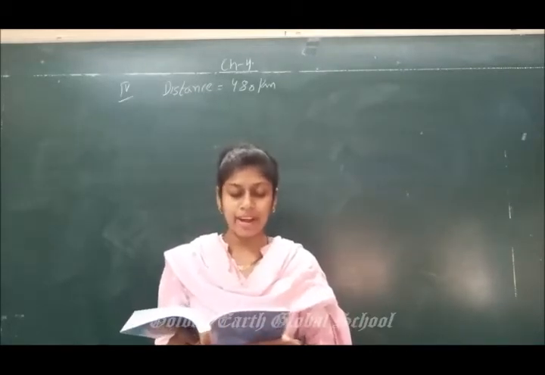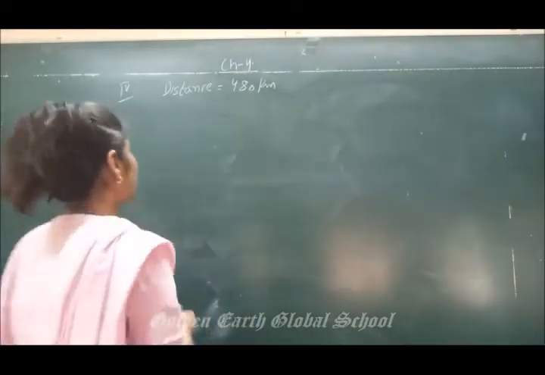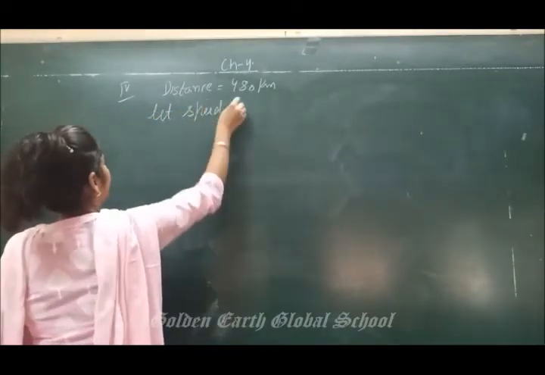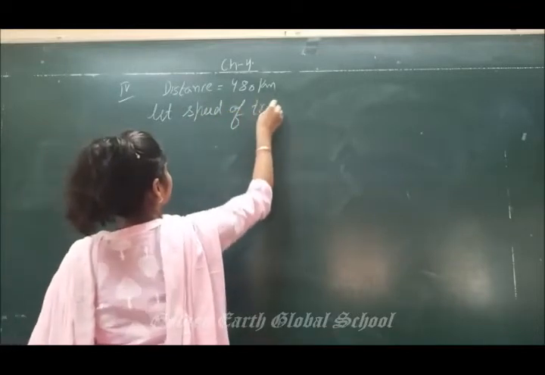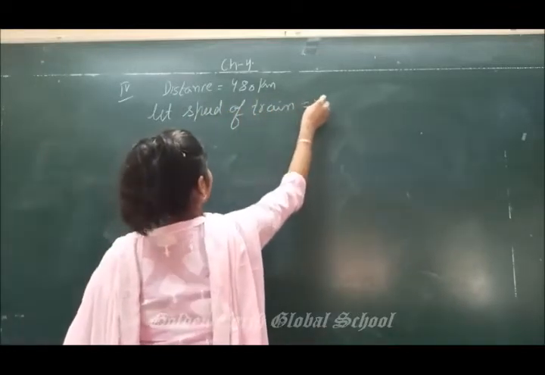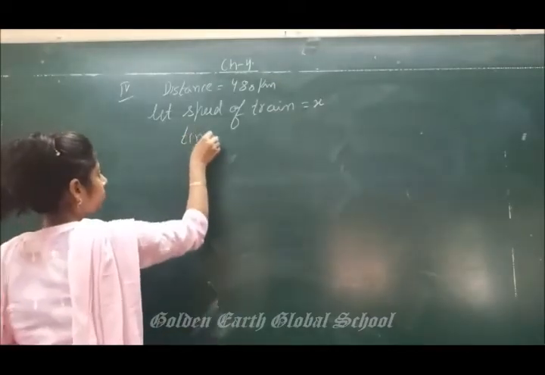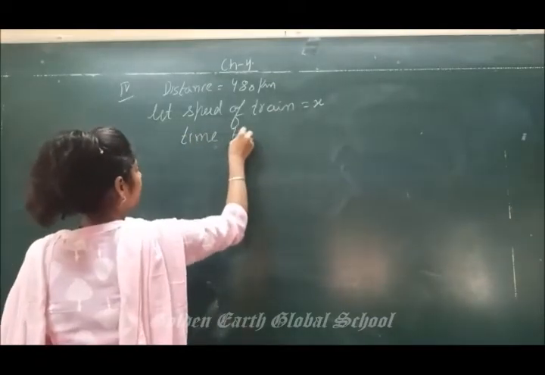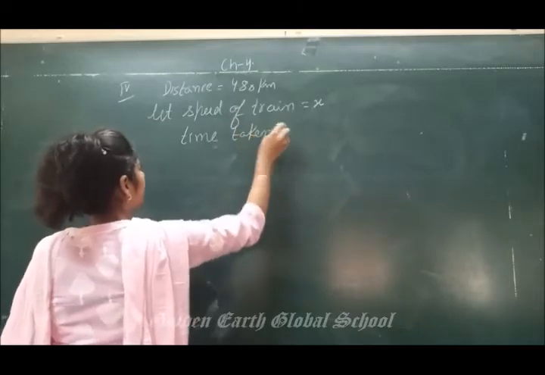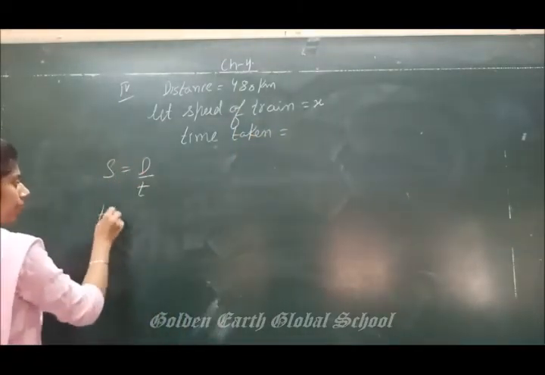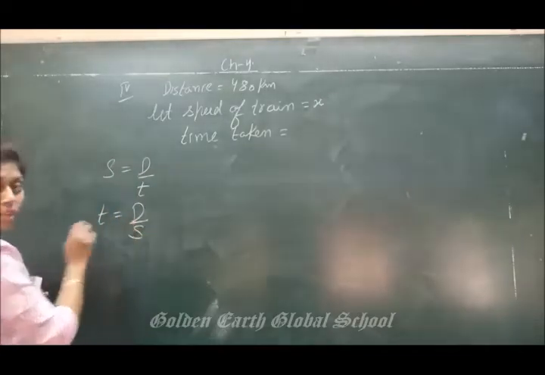We need to find the speed of the train. Now let the speed of the train be x. If the speed of the train is x, then what will be the time taken? According to the formula, speed is equal to distance upon time, then time is equal to distance upon speed.